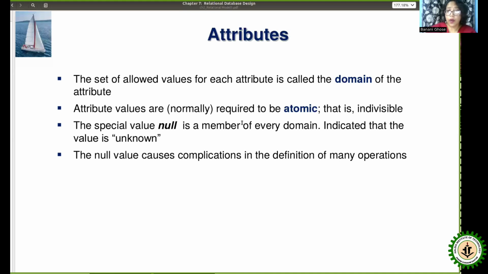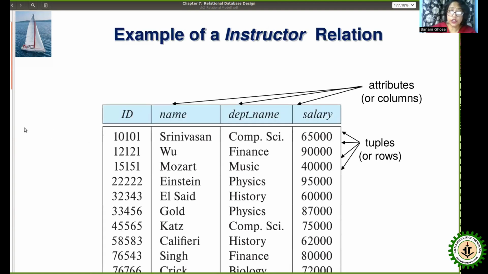Attribute values are required to be atomic, that is indivisible. So it is not practicable to have more than one ID or more than one name for a particular tuple.